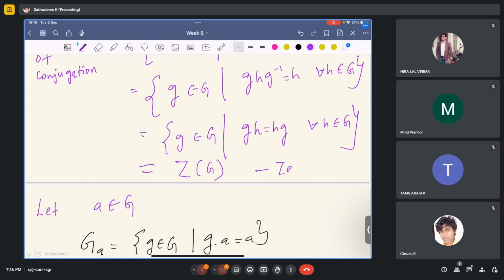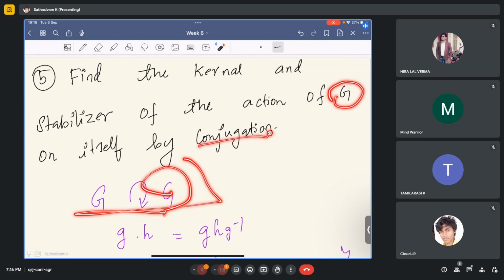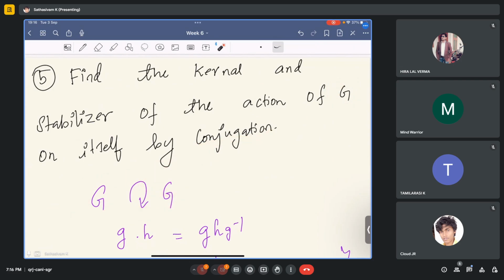So this is the center. All the subgroups, the center, the centralizer, etc., come as a kernel and stabilizer of this particular action. And this is again one of the actions. There can be many actions you can define, and all these kernels and stabilizers give rise to different subgroups. Here G acts on itself by conjugation, but you can also change to a different action, like a left action, etc.